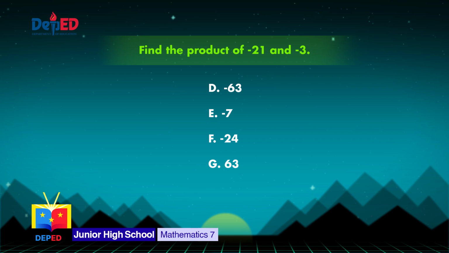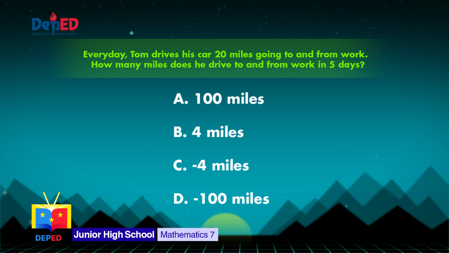List down the letters of the correct answers to form a word that will reveal Auntie Jer's location. Find the product of -21 and -3. Letter D, -63. Letter E, -7. Letter F, -24. And letter G, 63. Every day, Tom drives his car 20 miles going to and from work. How many miles does he drive to and from work in 5 days? Letter A, 100 miles. Letter B, 4 miles. Letter C, -4 miles. And letter D, -100 miles.